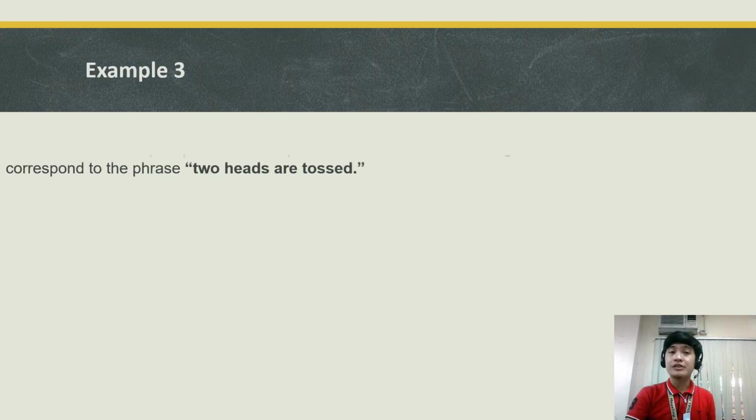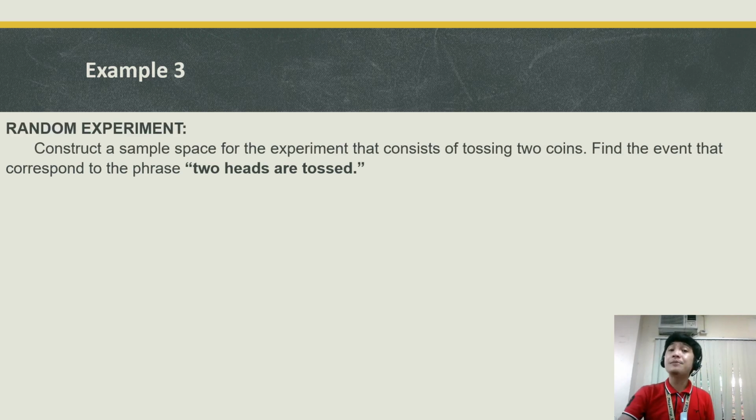Okay, so this time we're going to perform example number 3 but using another method, and that is the systematic listing. So, example number 3, construct a sample space for the experiment that consists of tossing 2 coins. Find the event that correspond to the phrase two heads are tossed. So systematic listing. This time, we are going to use the systematic listing. Lilista lang natin by logic.